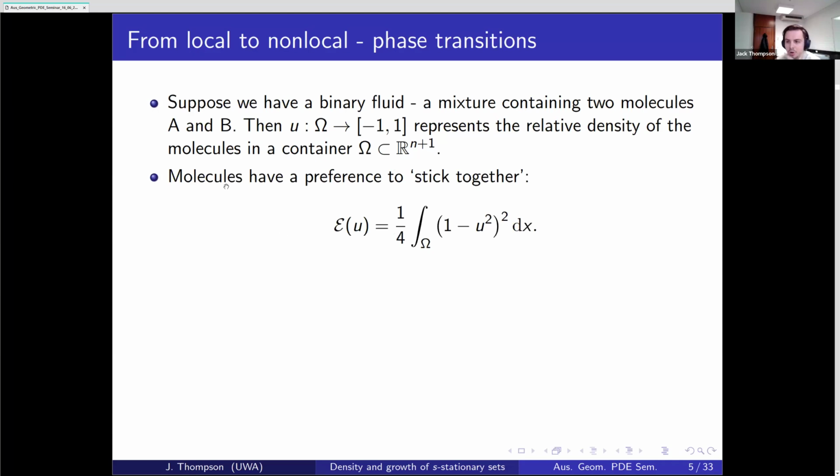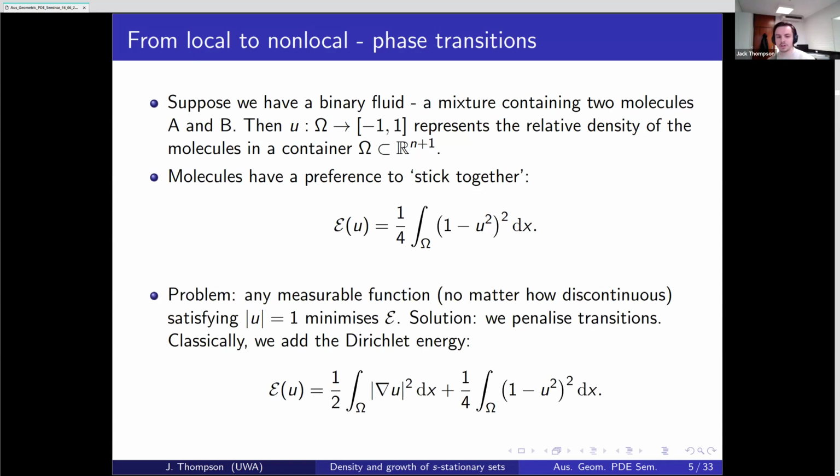Molecules in general have an energetic preference to stick together. So say we're trying to construct an energy to talk about; maybe our first guess is something like this. This function is a little bit arbitrary, but the point is it has two minima at 1 and -1. So when u equals 1 or -1, this object is 0, and we want to minimize it. Minimizing this object makes u either 1 or -1.